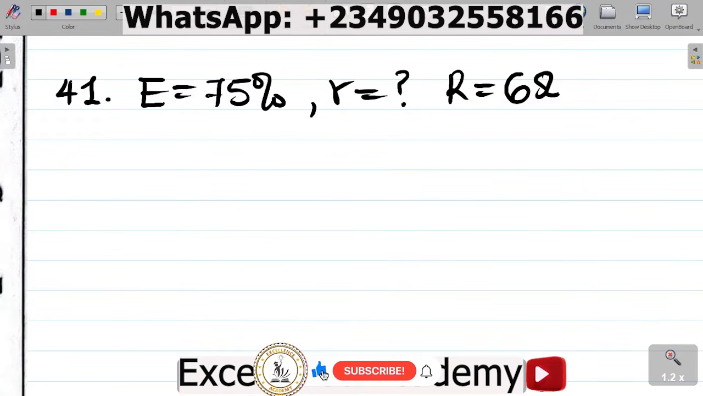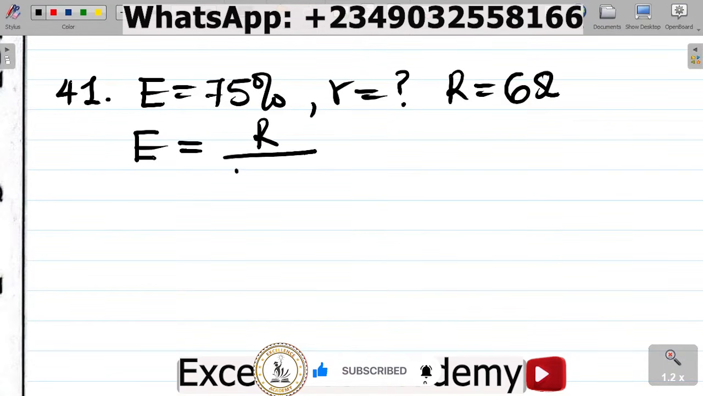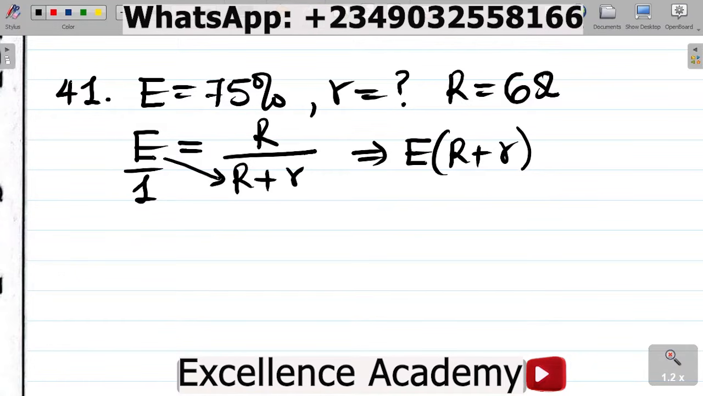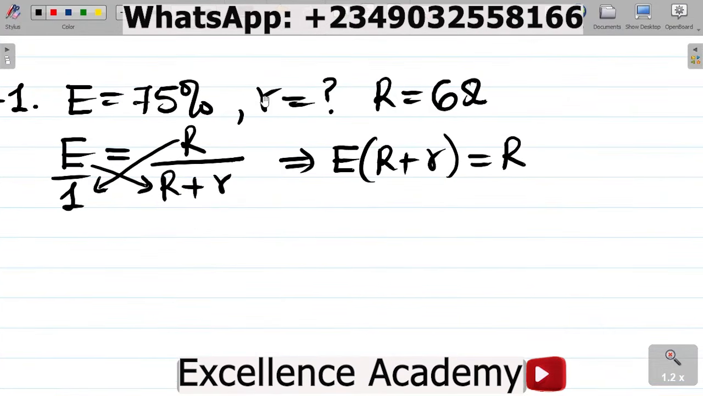And how do you solve that? You want to record that E is equal to capital R, that's external resistance, all over the sum of external and internal resistance. So this is what you have. Now let's solve for this. The value of E is 75%, and of course this is all over 1. If I cross multiply, you have E times external resistance plus internal resistance is equal to capital R times 1, which is capital R, that's external resistance. We have to find the value of small r.